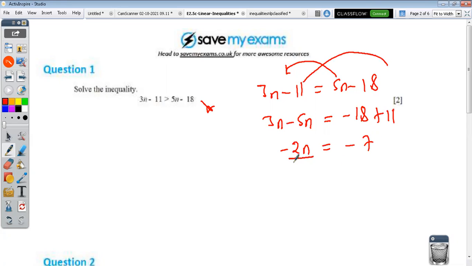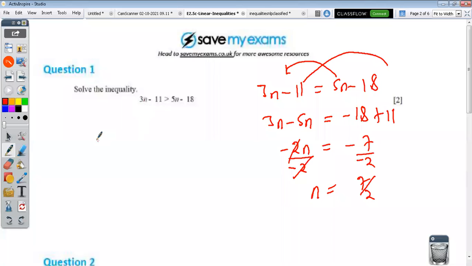Then you divide both sides by negative 2, like this. Then you get n is equal to 7 over 2. Negative over negative is a positive. That is if it was an equation. Now, this is not an equation. This is an inequality. I did this so that you see the difference.